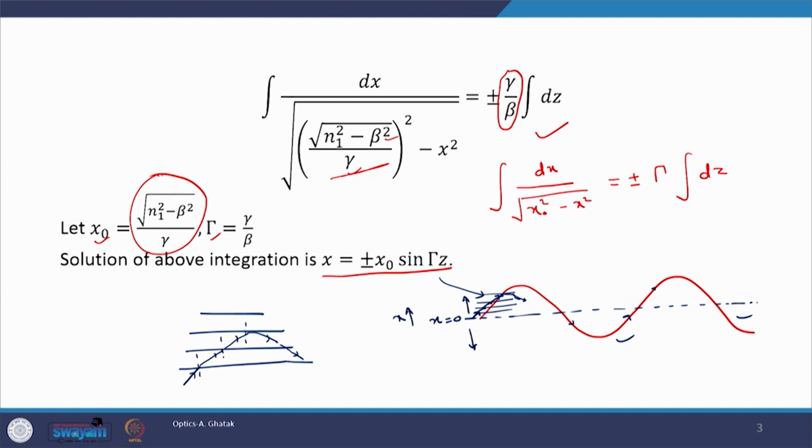This is what happens in optical fibers, or more precisely, graded index optical fibers or parabolic index optical fibers.